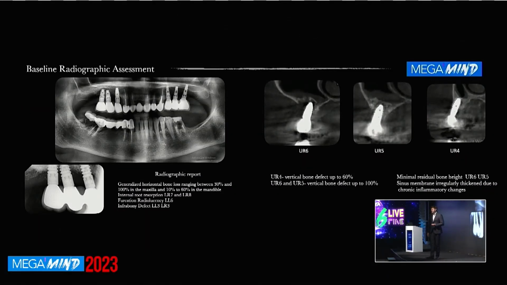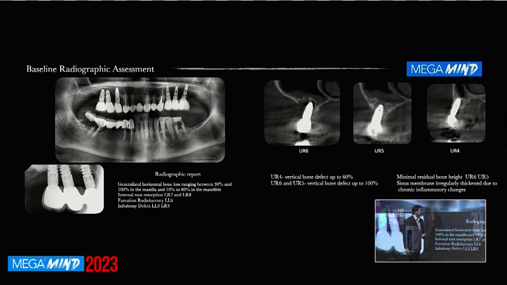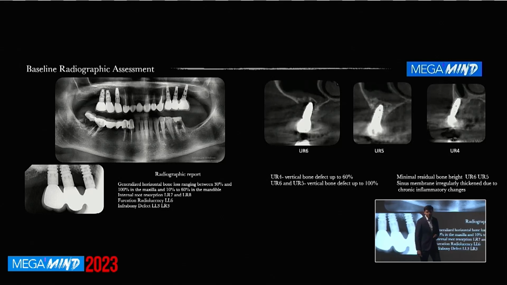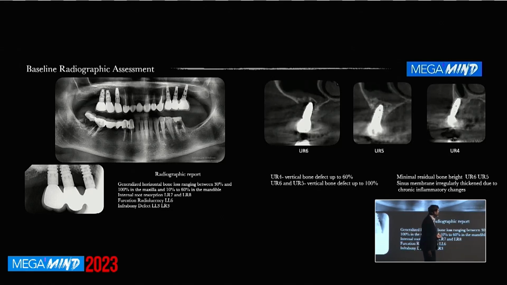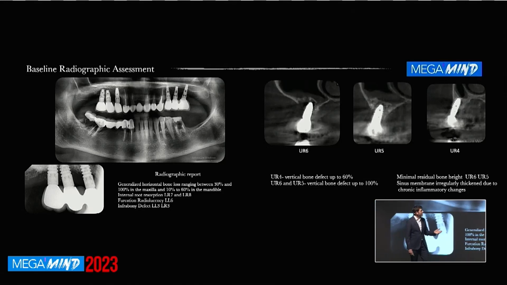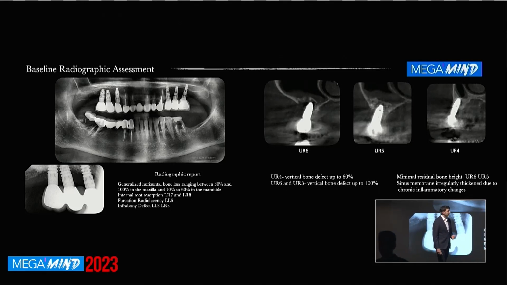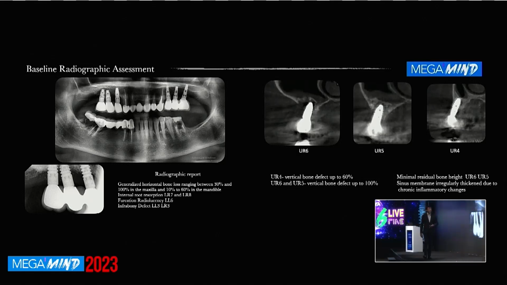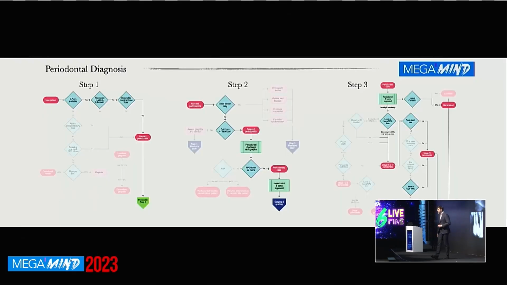In the baseline radiographic assessment, we can see that we have a generalized horizontal bone loss pattern between 30 and 100% in the maxilla and 10 and 60% in the mandible. We have internal root resorption, furcation radiolucency, infrabony defects at the level of lower right 3 and lower left 3. We also have the upper right 4 with vertical bone defect up to 60%, upper right 6 and upper right 5 with vertical bone defect up to 100%. We also can see minimal residual bone height at the level of upper right 6 and 5, and a sinus membrane that's irregularly thickened due to chronic inflammatory changes.